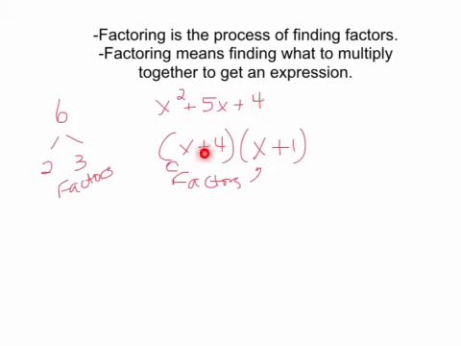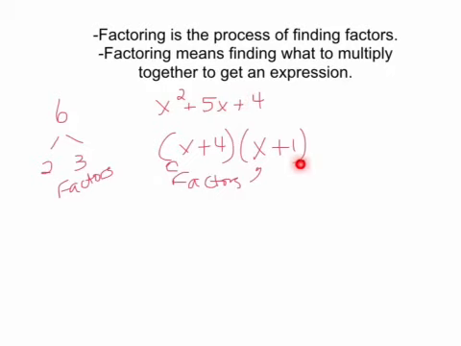X plus 4 times x plus 1 will give you x squared plus 5x plus 4. So factoring is a process of finding these factors. So what we're trying to do is find what will multiply together to get this expression. So when you're finding factors of 6, you're looking for numbers that multiply to 6. When you're finding factors of a quadratic, in this case, and for this unit, you're looking for what two factors will multiply back to get this quadratic or this expression.